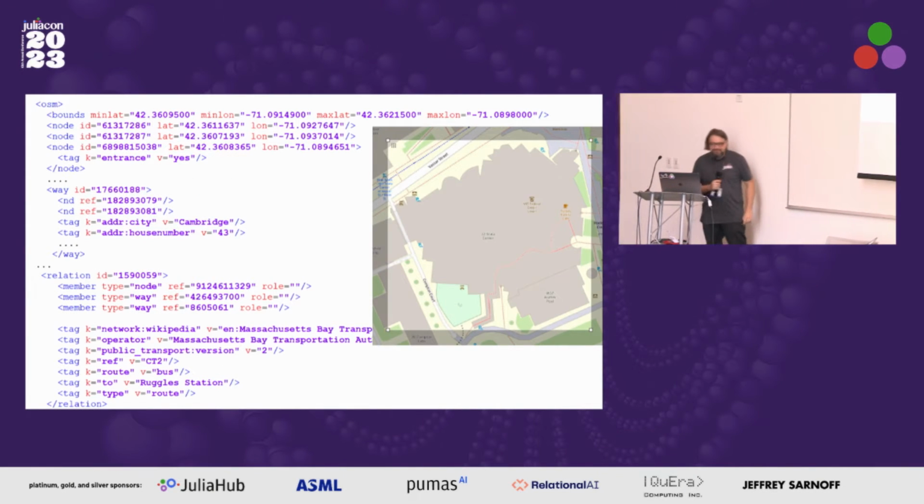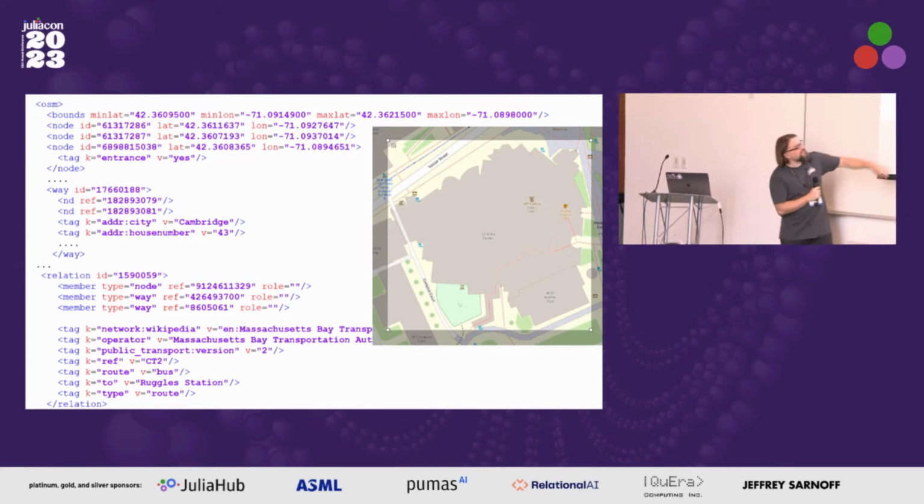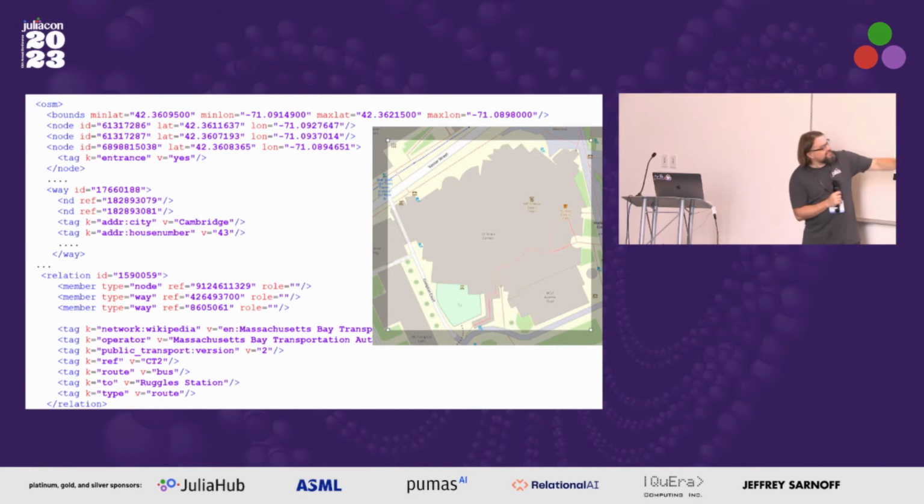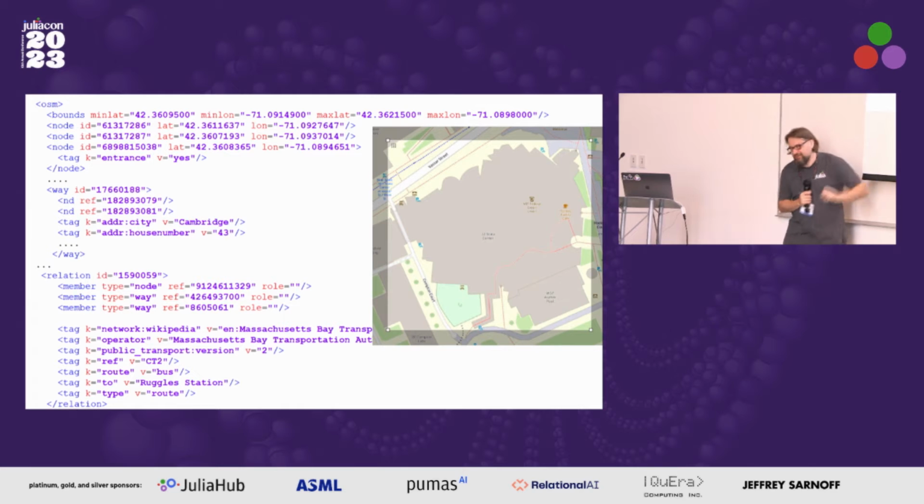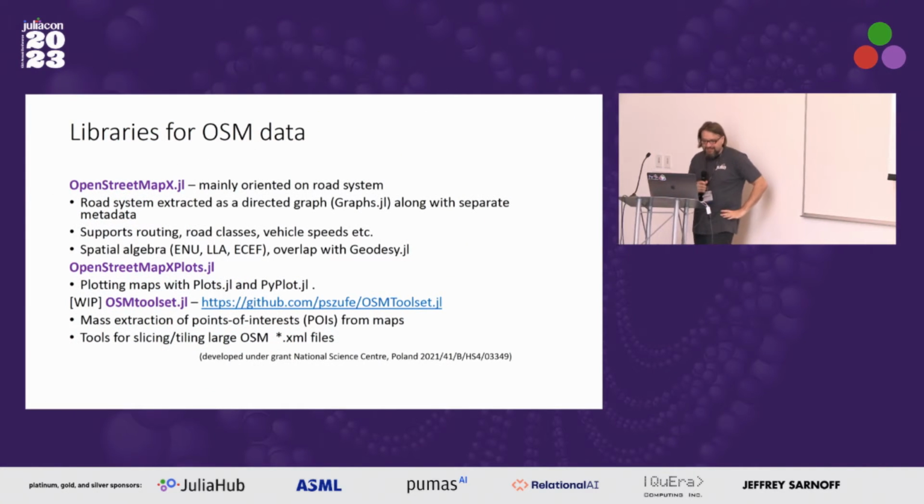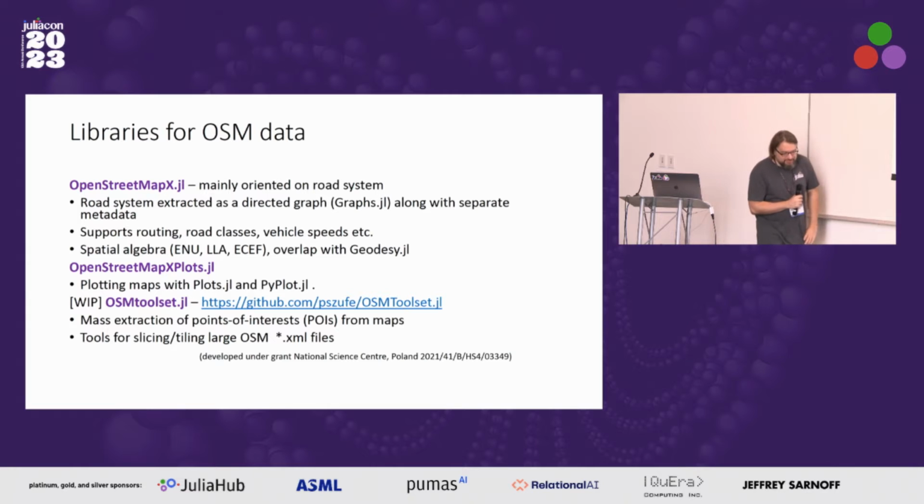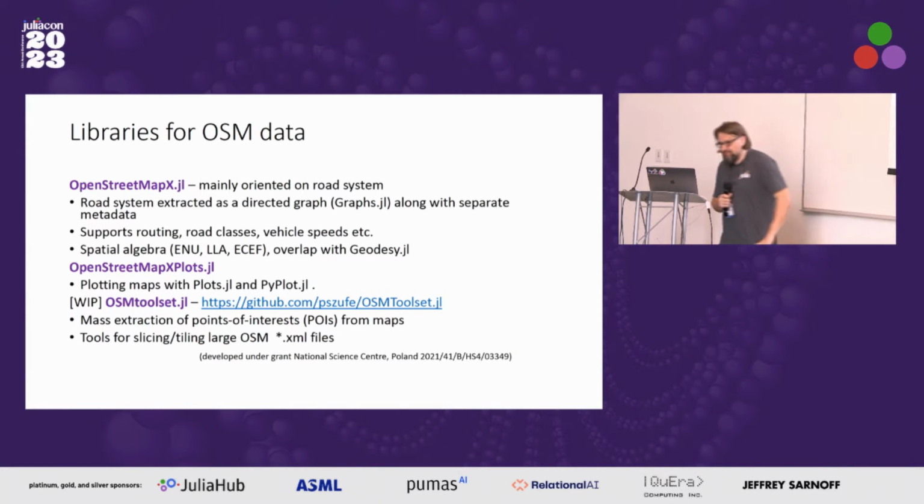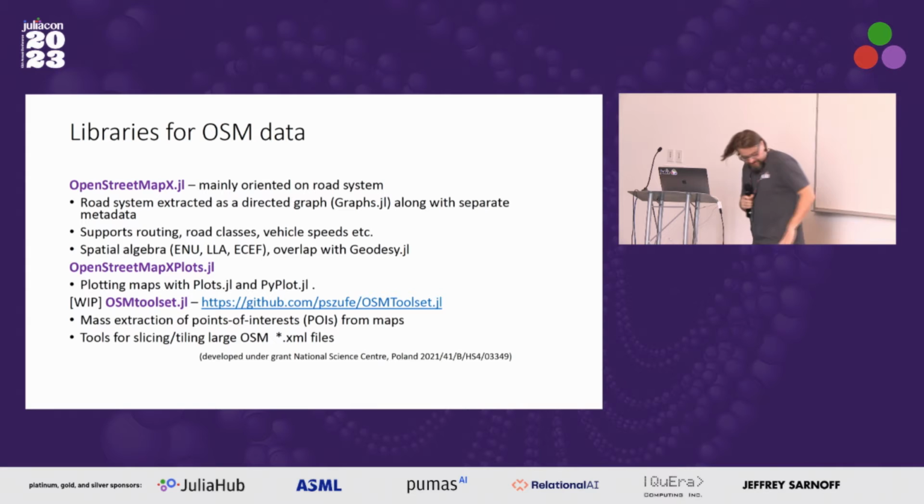For example, this is the campus we are currently at, and this is an XML representation, where you have, for example, some building, Cambridge, and number 33. Okay, so this is the data, and now this is the set of libraries I'm working on. These are the libraries for working with mapping data.